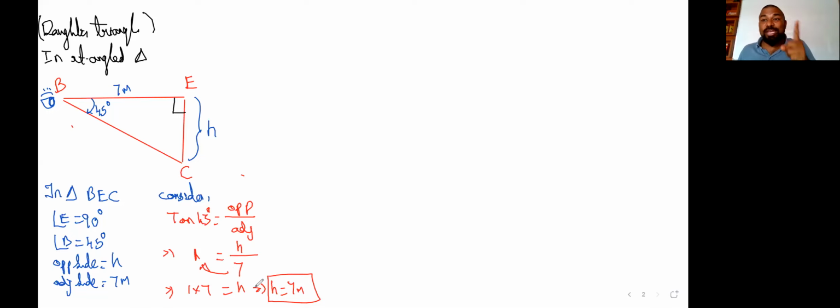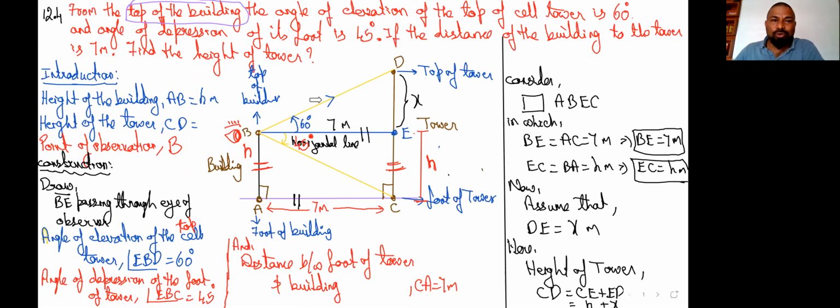Done. So now we need to find the value of X. If we know the value of X, straight away we can substitute both values and get the value of the tower. So we are done with the lower triangle. Now let us go for the other triangle. I like to go for the triangle which is standing on the top, because our X value is there.